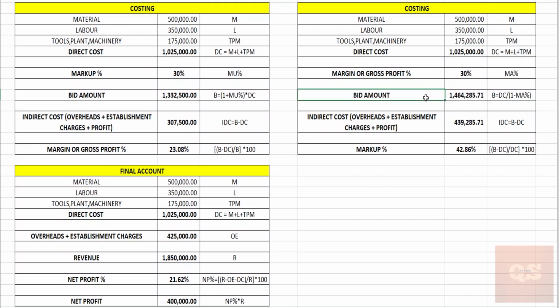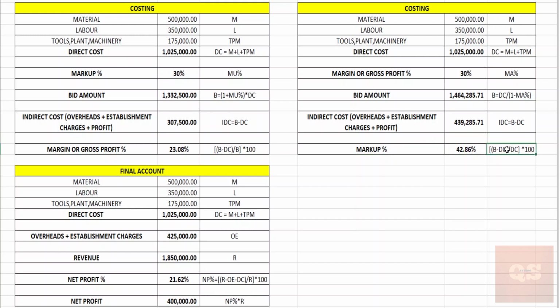So that time your bid amount is going to be different, because the formula of your bid amount will be your direct cost divided by 1 minus your margin percentage. So when you calculate it, you will be getting a bid amount of 1,464,285.71. So difference between your bid amount and direct cost is going to be your indirect cost, which here is 439,285.71.